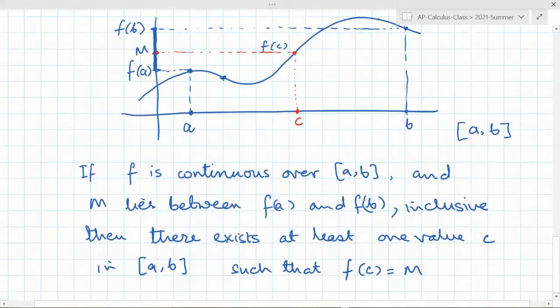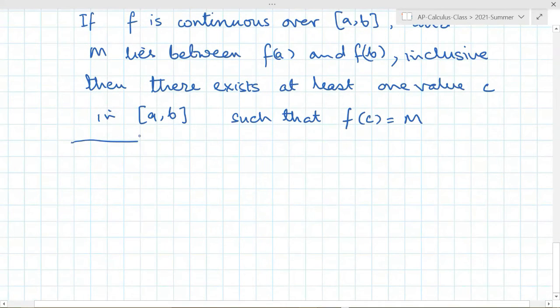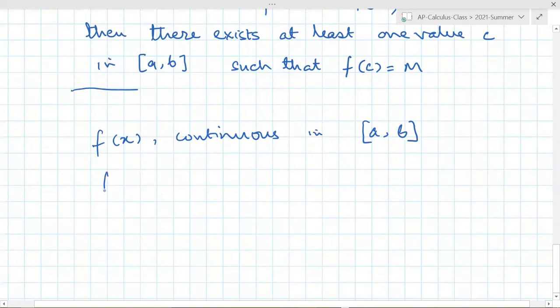Okay, so let's look at how it can be useful. Suppose you have a function. It is continuous in some interval a comma b. So these are the conditions for IVT. And we know, let's say, f of a is -3 and f of b is 5.